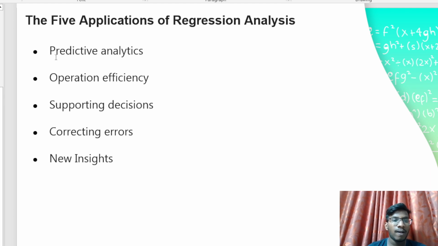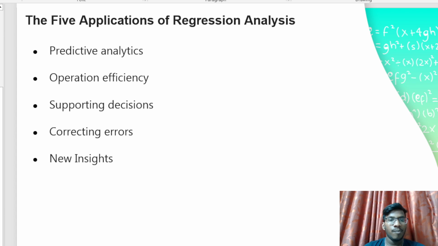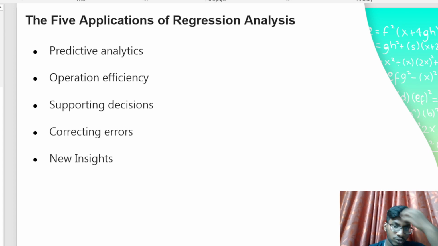So generally, I have collected 5 applications, that is predictive analytics, operation efficiency, supporting decisions, correcting errors, new insights, etc. So let us look at them very briefly. Predictive analytics is the application which involves forecasting future opportunities and risks. It is the most widely used application of regression analysis in business. For example, predictive analysis might involve demand analysis, which seeks to predict the number of items our customers will purchase in the future.